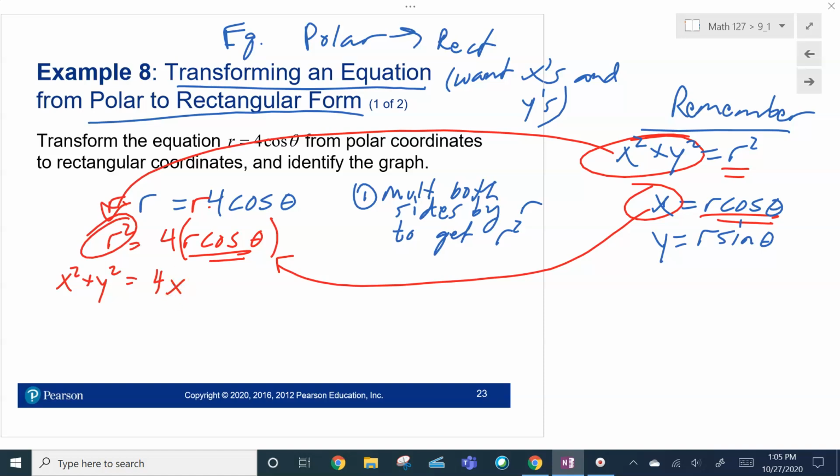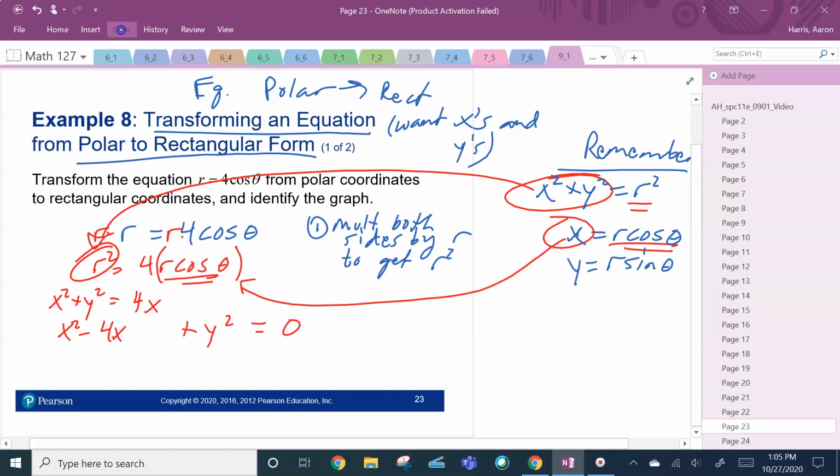And now, so that's by substitution, what I'm going to do is complete the square. So I'm going to take this 4x over, leaving a little space there, equals 0, because what I'm seeing here is I will have a summation of two perfect squares, which means I'm going to have a standard form for the equation of a circle. So I'm going to complete the square here.